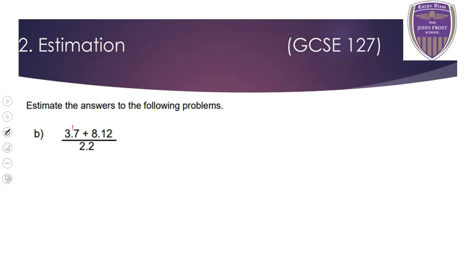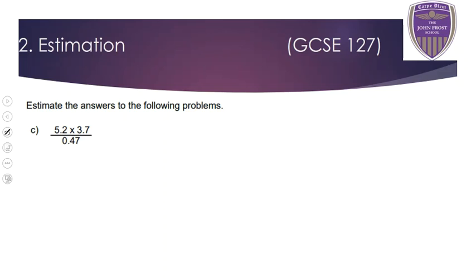So 3.7, round it to one significant figure, that would become 4. 8.12, one significant figure would become 8. And then 2.2 to one significant figure would become 2. And straight away, that's much easier now. So 4 plus 8 is 12. 2 stays on the bottom. And just remember then, this fraction line that I've just drawn means divide, doesn't it? So 12 over 2 means 12 divided by 2. So the answer is 6.